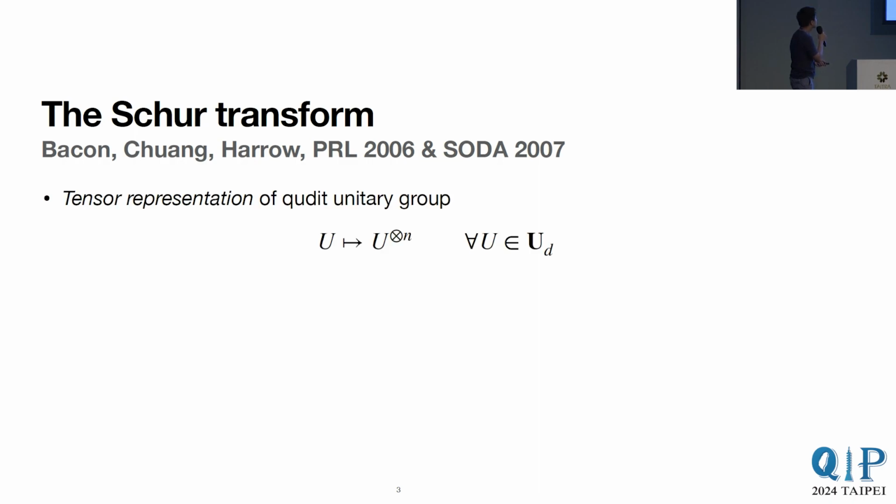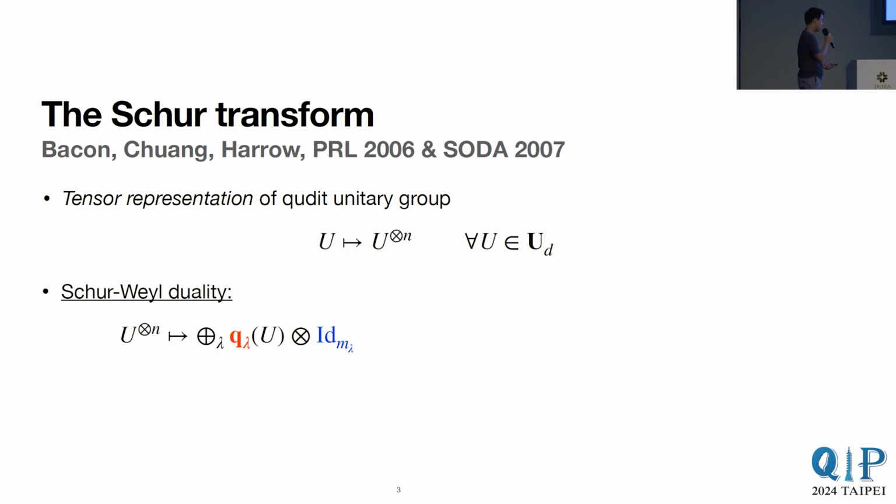So more generally, we can consider an n-fold tensor representation of the unitary group in which a d by d unitary matrix U is mapped to U tensor n. And the Schur transform is defined to be the change of basis that block diagonalizes this U tensor n. So now each block corresponds to an irreducible representation of the unitary group, and each block further has a tensor product structure where in the first component the group element acts irreducibly, and on the second component the group element acts trivially. And I'll refer to the first component as the irrep space and the second component as the multiplicity space.